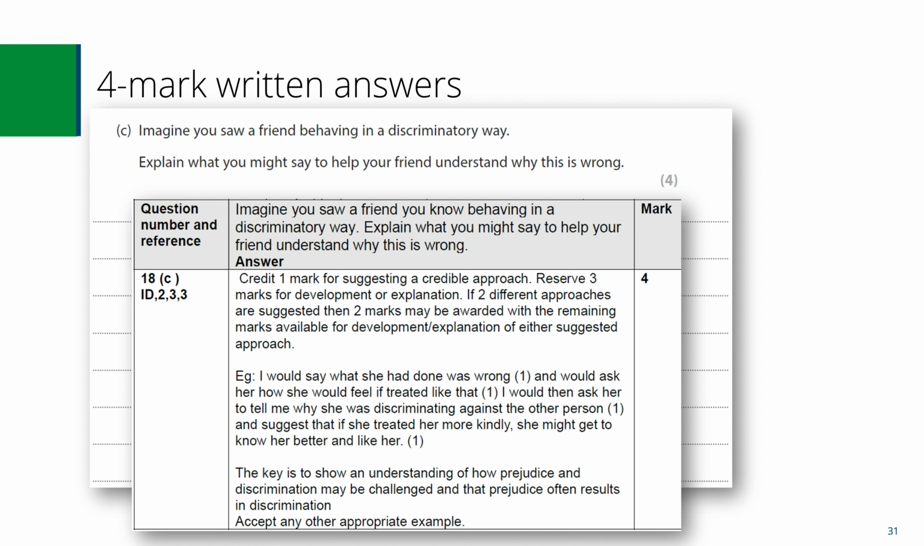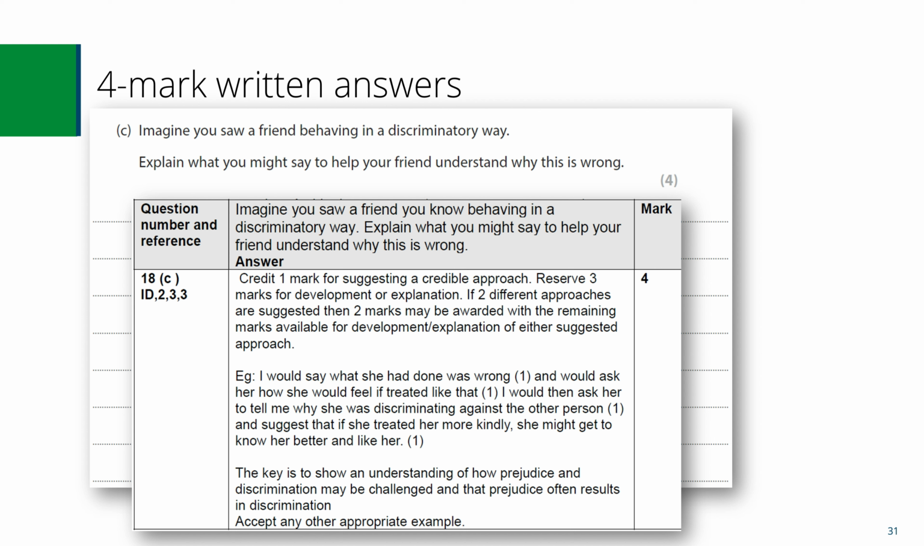There is some leeway in how we mark this. Perhaps we might mark this in terms of 2 plus 2, 2 developed things that are said, or it could be the development of 1 thing in a great deal of depth. There's different ways of getting the marks.